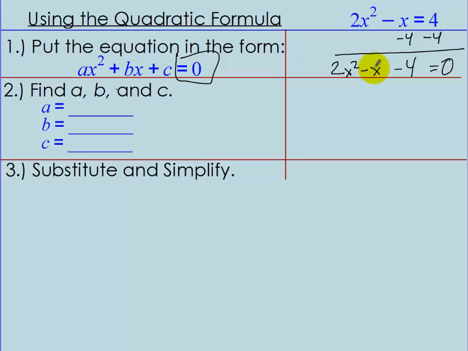Next step, I have to figure out what my a, b, and c are. A is the coefficient of the x squared, and that is going to be 2. B is the coefficient of the x term, which is going to be negative 1. And c is the constant, which is negative 4. So, done.